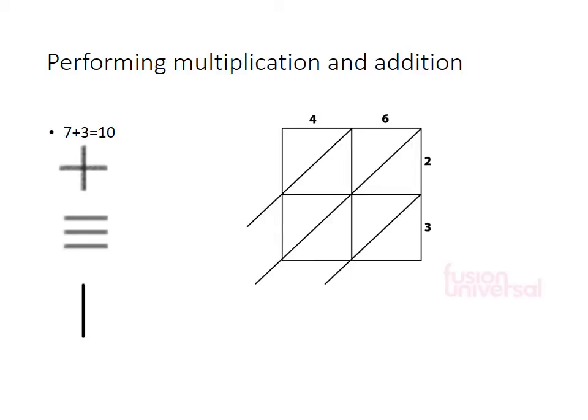Just like the grid method, we do a multiplication in each space. The first is 4 times 2, the second is 6 times 2, the third is 4 times 3, and the last is 6 times 3. We can now work out these simple multiplications to give 8, 12, 12, and 18. We can write 8 as 08, showing it has a 0 place value in the tens column.